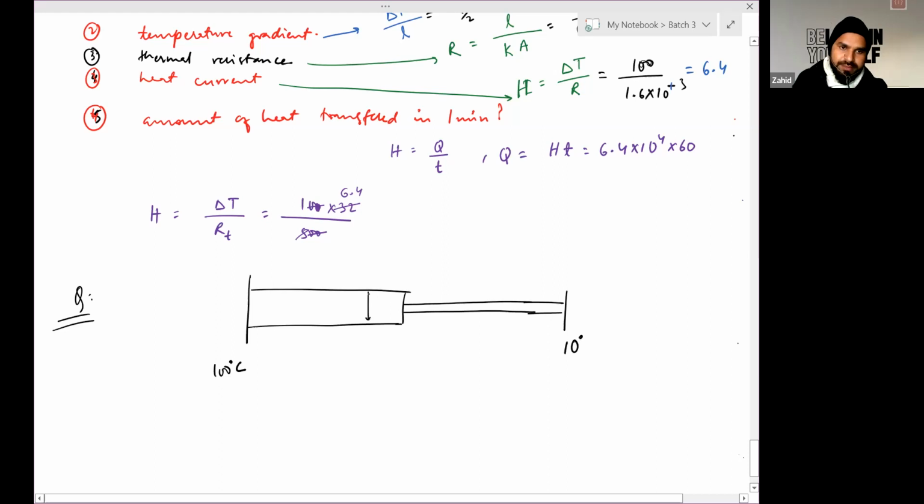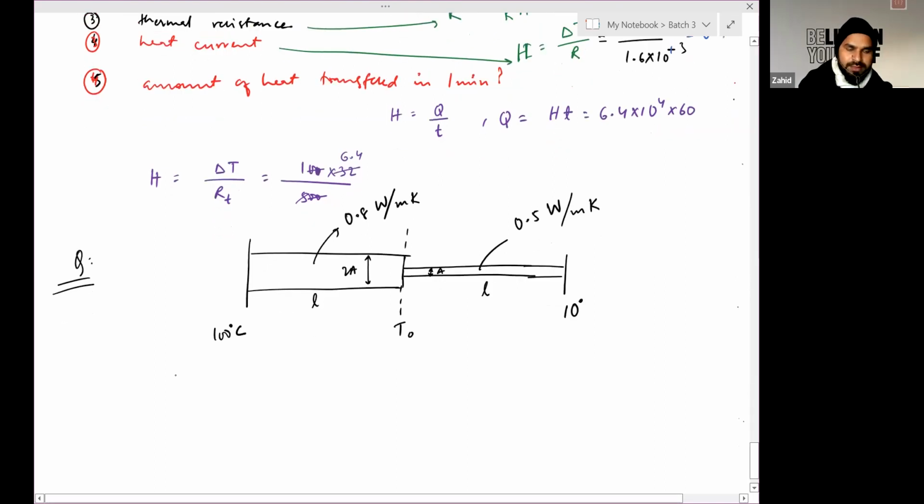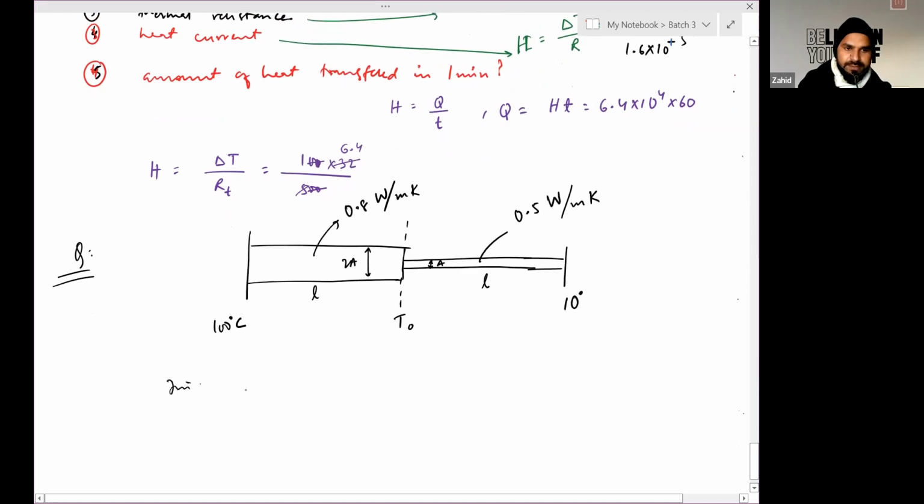Area of this particular end is twice A as compared to this part. Thermal conductivity of this part is 0.8 watt per meter per Kelvin and thermal conductivity of this part is 0.5 watt per meter per Kelvin. So you will be asked to find the temperature of this particular junction T0 if the lengths of these two rods are equal. Find the temperature of the junction.